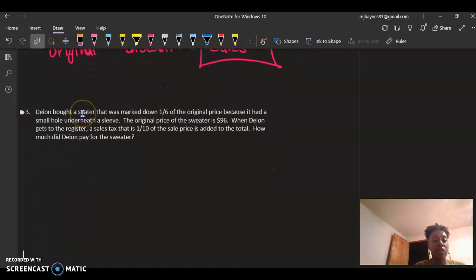Not a cedar, but a sweater. All right, so this is a double multi-step ratio problem. Okay, so he's got this sweater. It's 1/6 of the original price, and the original price is $96. So I'm going to do that first.